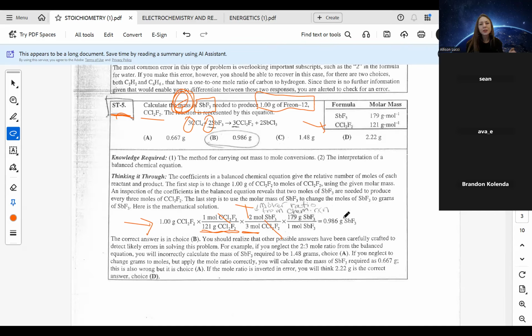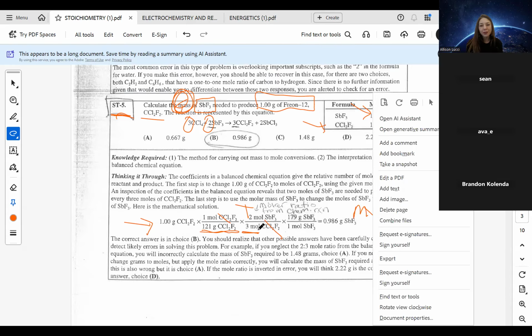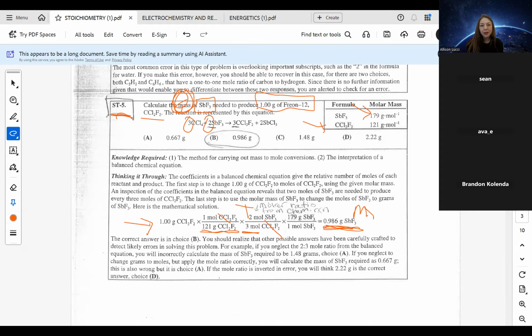And now we're into moles of that compound, that SbF3, but I want to be in grams. So last step would be to take the molar mass that was provided, and multiply my moles by grams per mole. If you write this out on your scrap paper, moles will cancel with grams per mole and we'll be left in a unit of grams.